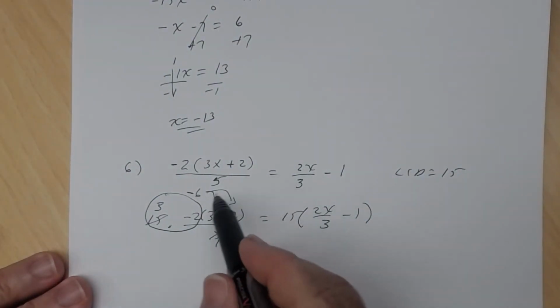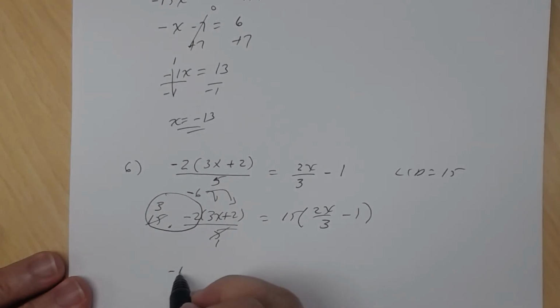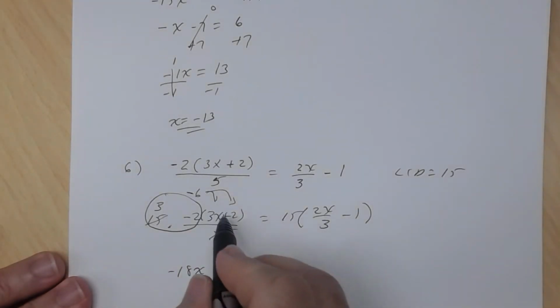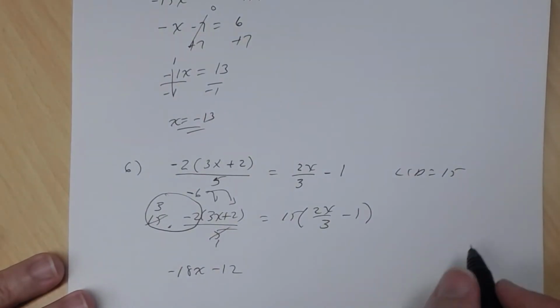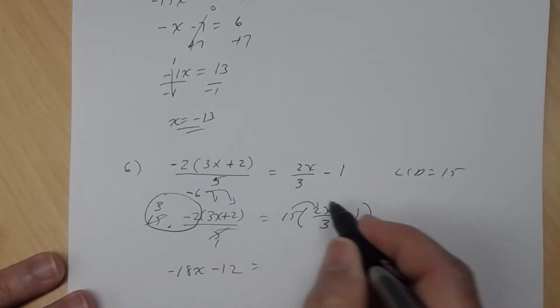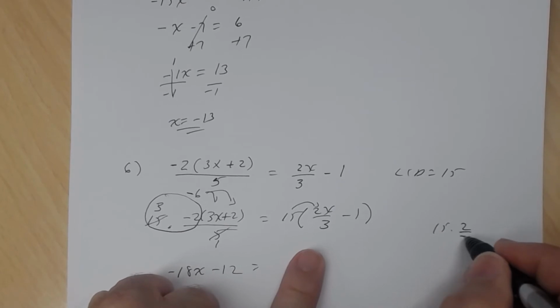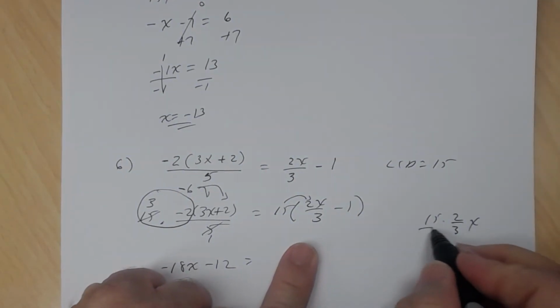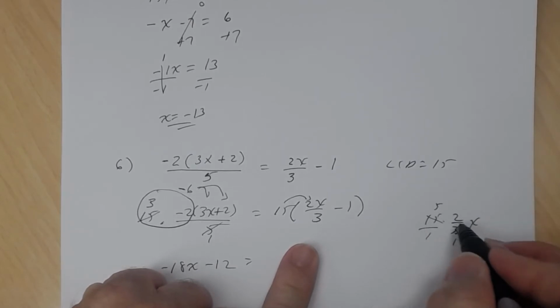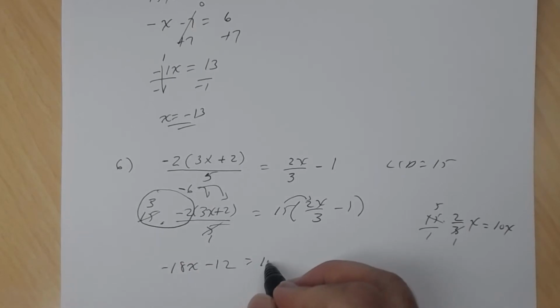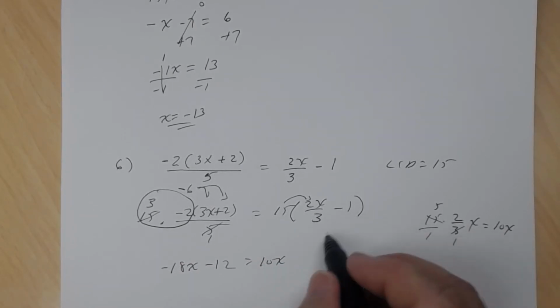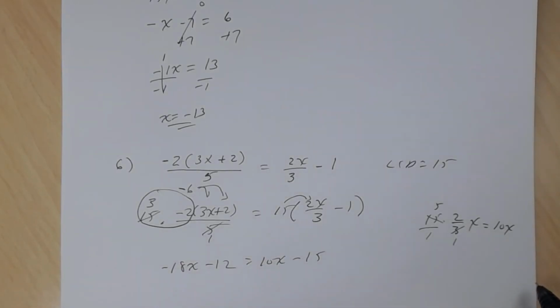Negative 6 times 3x is a negative 18x. Negative 6 times a positive 2 is a negative 12. So that's what you get. Equals, and over here, you're going to get 15 times 2/3 x. Then let's reduce. 3 and 3 is 1. 3 and 15 is 5. 5 times 2 times x is 10x. And then 15 times a negative 1 is a negative 15.